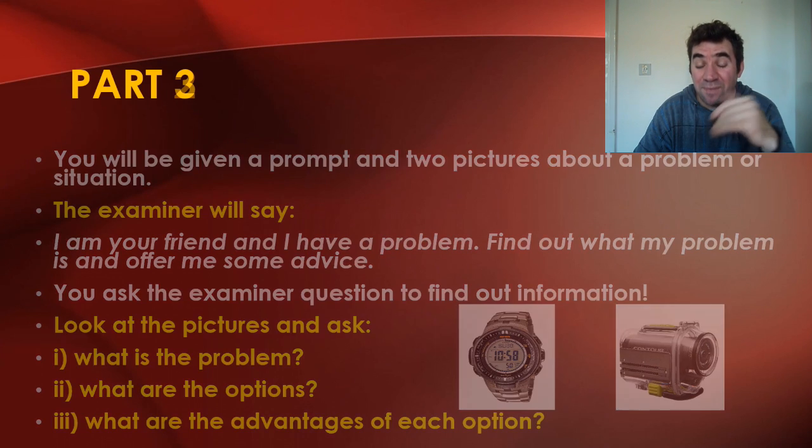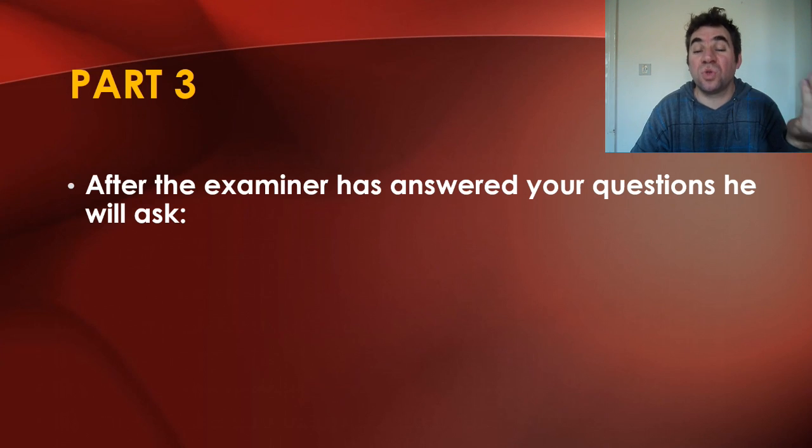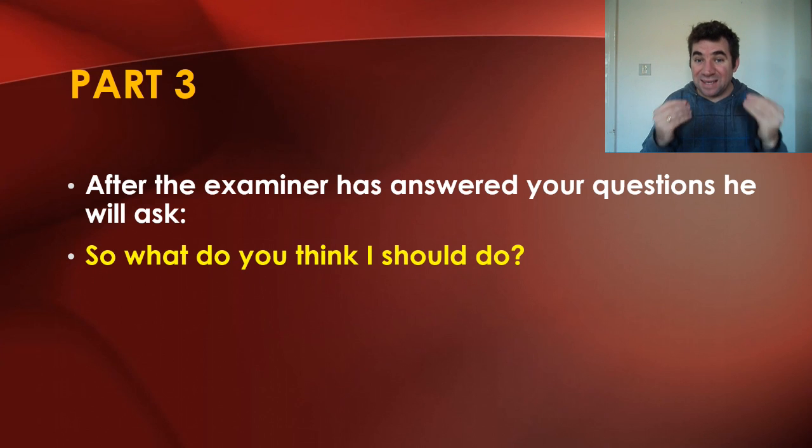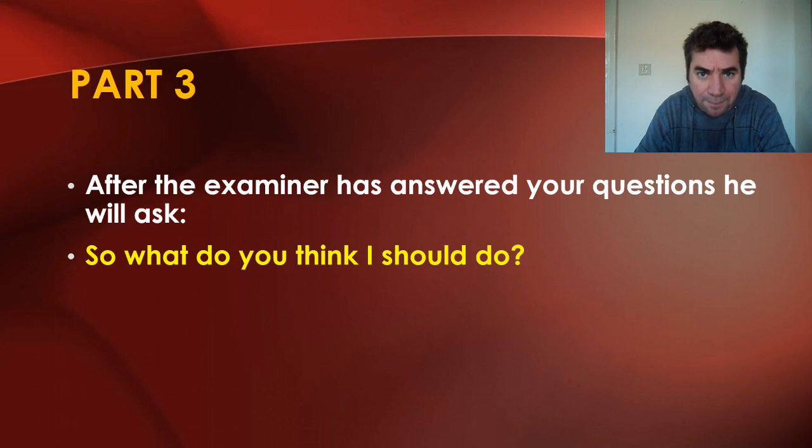In part 3, it's still related to this situation. After the examiner has answered your questions, he will say, so what do you think I should do? And this is where you have got to use all the things that you heard the examiner say in answer to your questions, and give the examiner some advice about what you think he should do. So in this particular case, should he buy the watch or should he buy the camera? What are the advantages of each one?